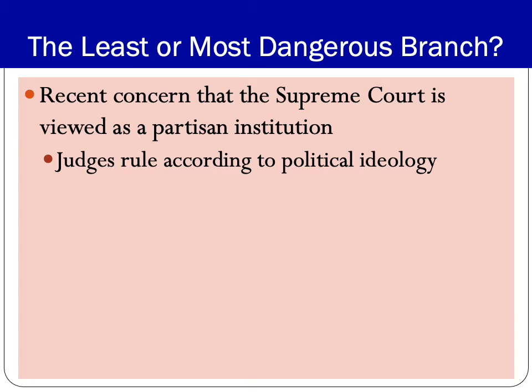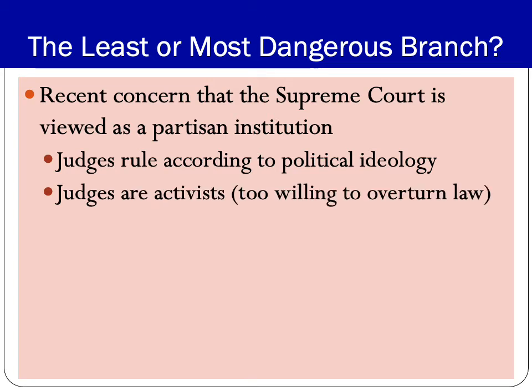And so it seems like judges rule according to either a conservative philosophy, a conservative ideology, or a liberal ideology. When you have a president who's more liberal, they're going to pick a liberal judge. When you have a president that's more conservative, they're going to pick a conservative judge, and that judge is going to sort of do their political bidding on the court. And that's not really what the framers had in mind when they created the Supreme Court. So there's some concern about whether or not the Supreme Court is losing its legitimacy because it's seen as this political or partisan institution.